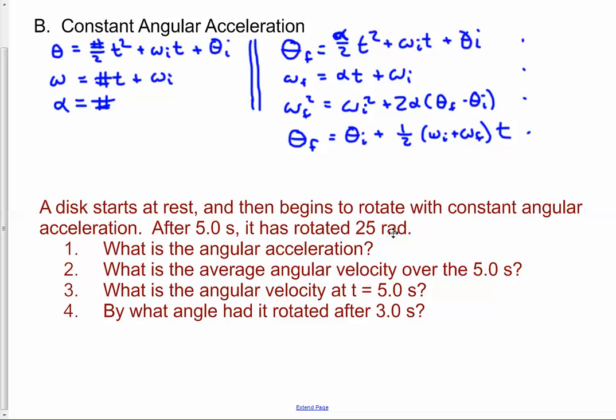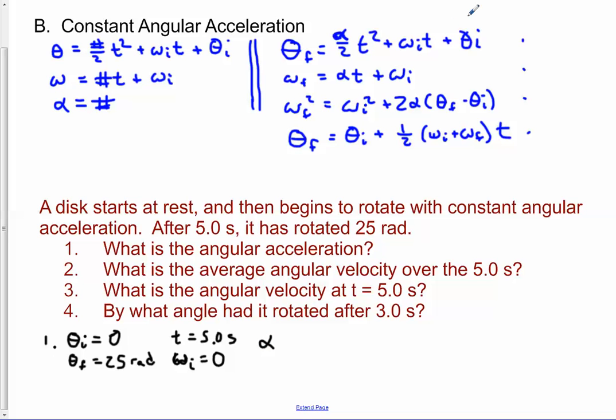All right, a disk starts at rest and then begins to rotate with constant angular acceleration. After 5 seconds, it has rotated 25 radians. What is the angular acceleration? And then additional questions. Okay. So for number 1, let's certainly choose our reference line to be at angle 0. And then our final is 25 radians. The time here is 5 seconds. We know it starts at rest, so omega i is 0. And we're looking for alpha.